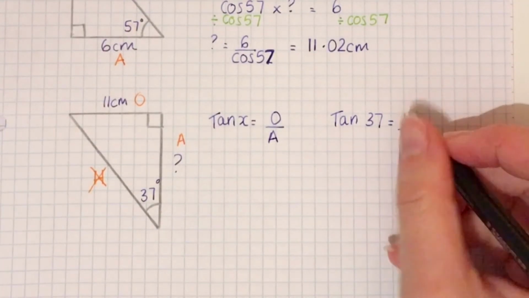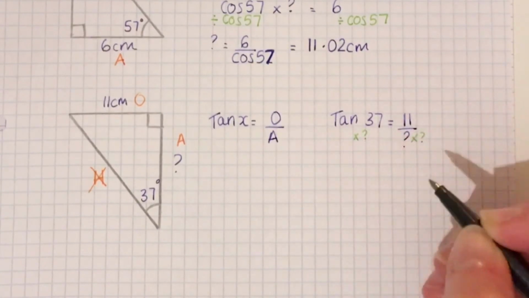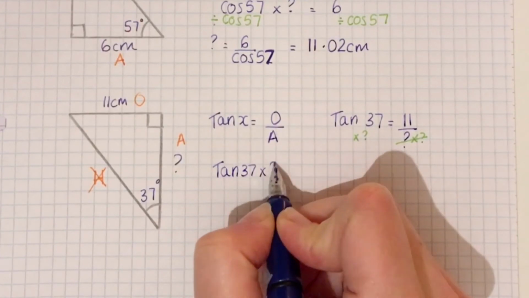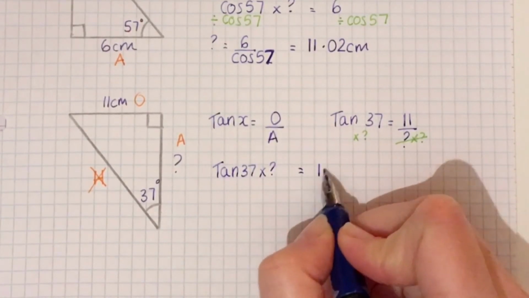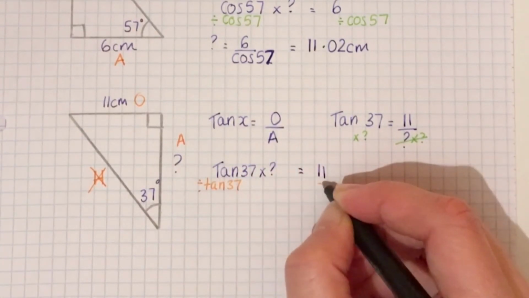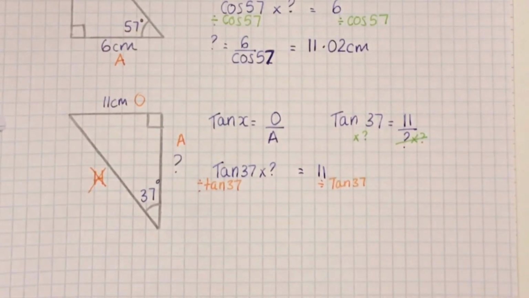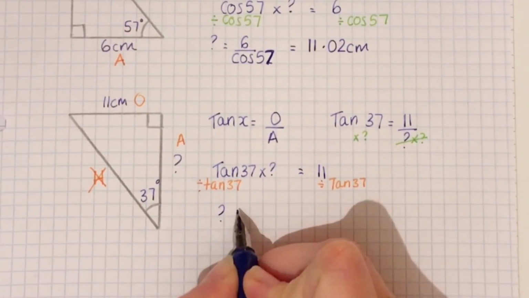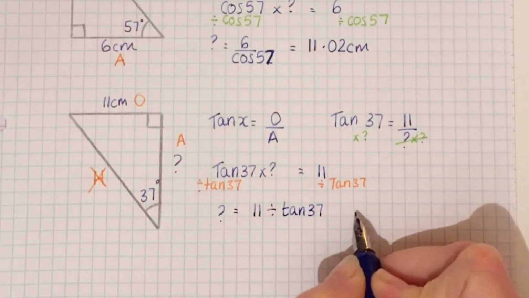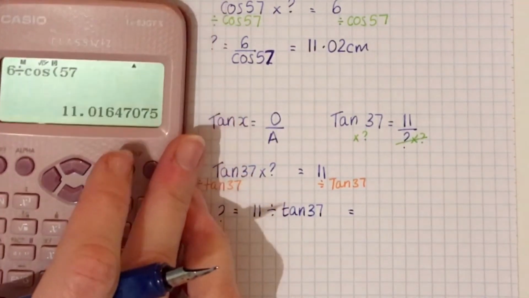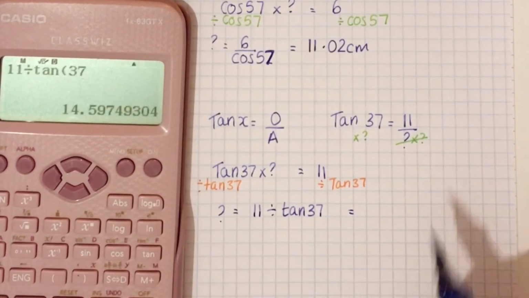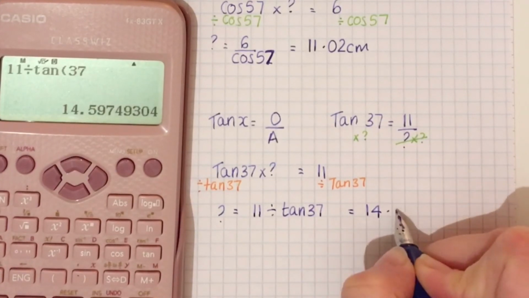My first step is to multiply each side by the question mark, so that part disappears. So I have tan 37 multiplied by my question mark, the side that I don't know, equals 11. And then I divide each side by tan 37. So the question mark, the missing side, the adjacent, equals 11 divided by tan 37. I get my calculator, and 11 divided by tan 37 equals 14.6.